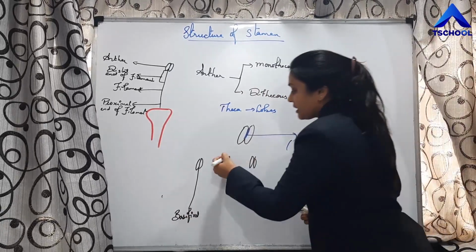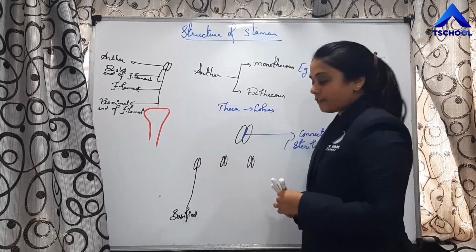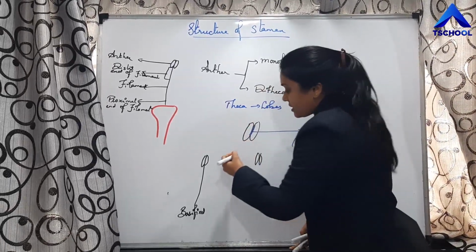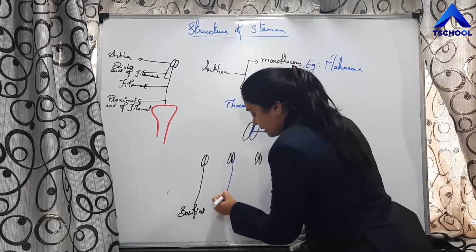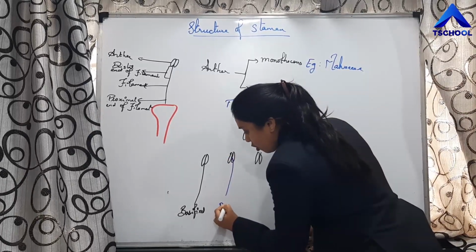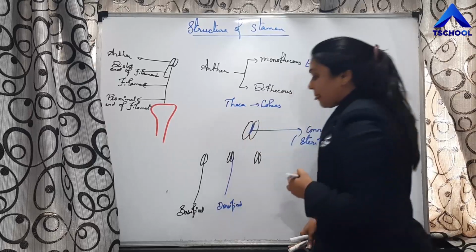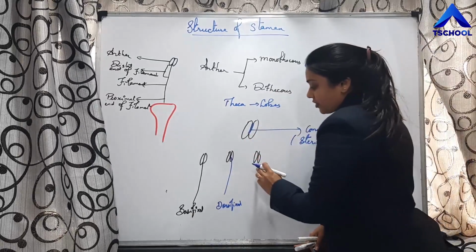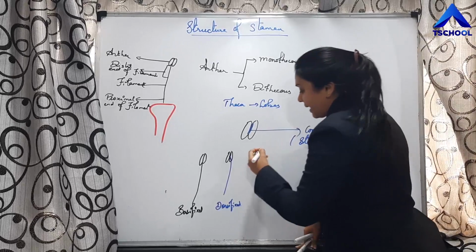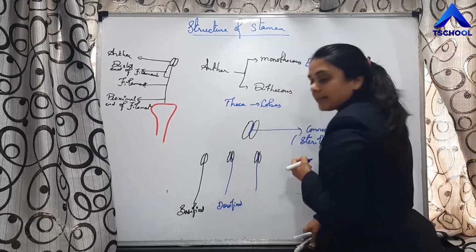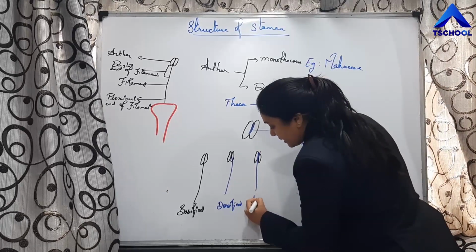If this whole part, that is connective, is attached with the filament through its dorsal side, right, then it is called as dorsifixed. If it is attached along its entire length, it is called as adnate.